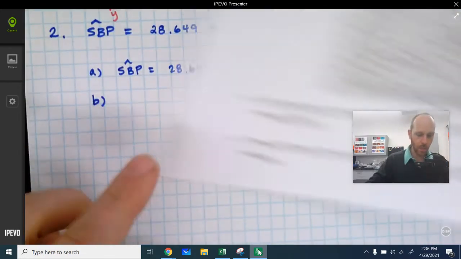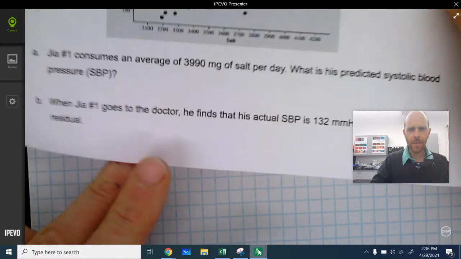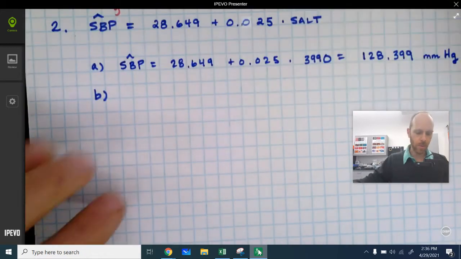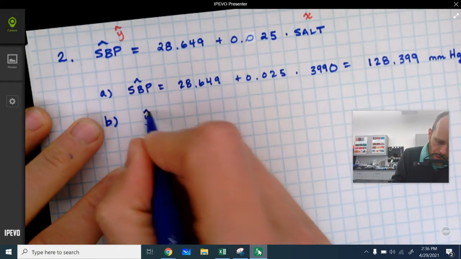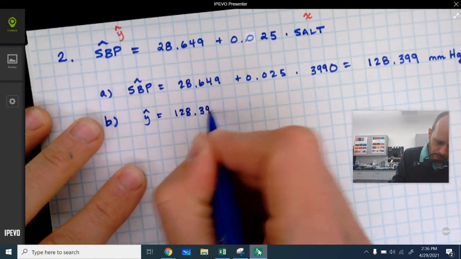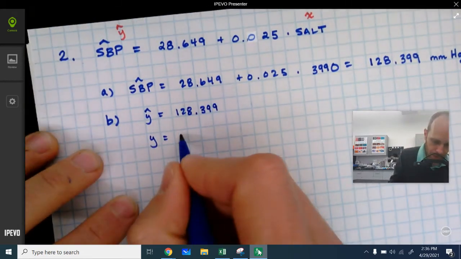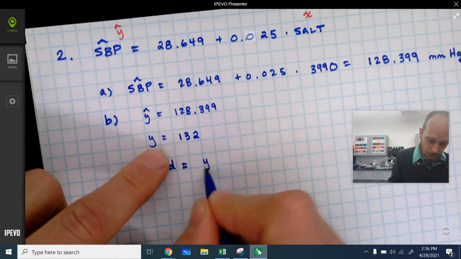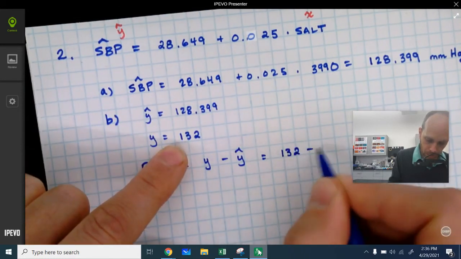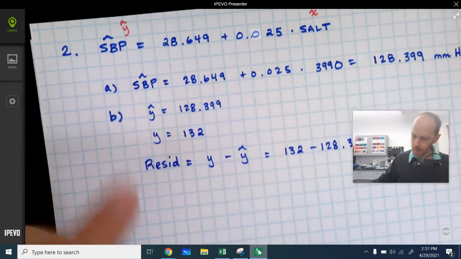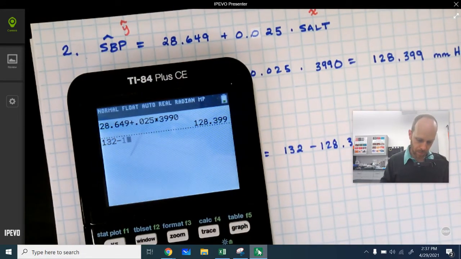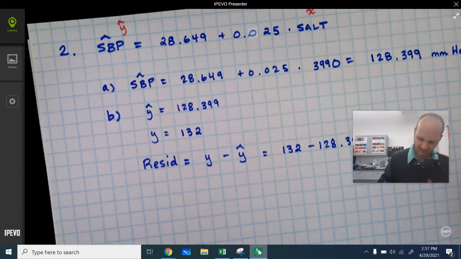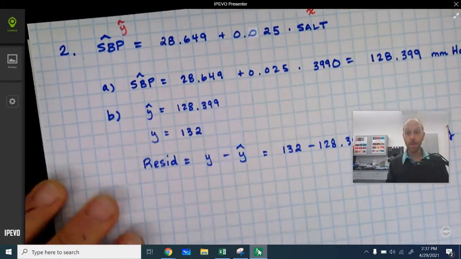B says that when GN number 1, the same individual, goes to the doctor, he finds that his actual systolic blood pressure is 132 millimeters of mercury. We want to calculate his residual. We already have the y hat, which was 128.399, and we were just told that his y is 132. Recall that a residual is the observed minus the predicted. So 132 minus 128.399 is going to give us about 3.6 millimeters of mercury, the same units as y has.